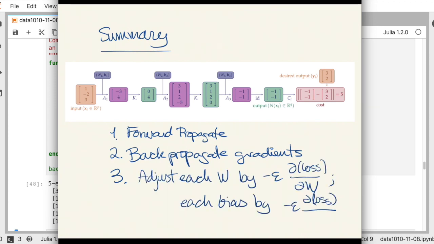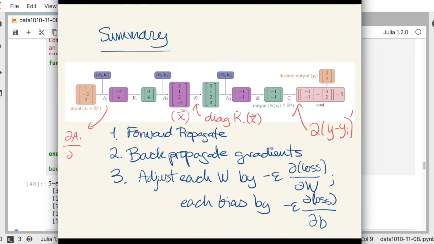And to do that, we just need to be able to take derivatives of each map in the figure. For example, the derivative of the cost function, assuming we're talking about mean squared error, is 2 (y minus y_i) transpose. The derivative of the function that applies activation component-wise is a diagonal matrix whose diagonal entries are the derivatives of the activation function applied to each component of the input vector. The derivative of each affine map is just the corresponding weight matrix. And for these vertical segments, the derivative with respect to B is just the identity matrix.